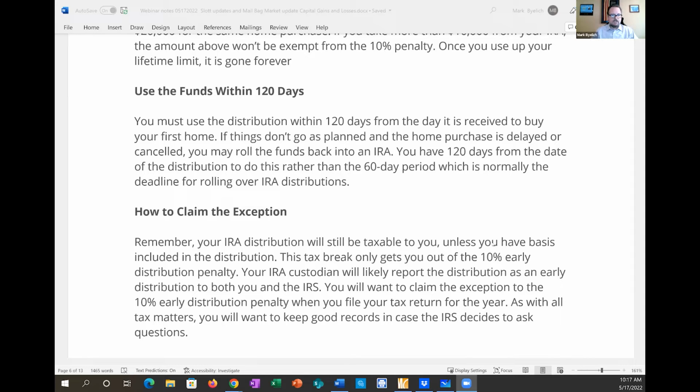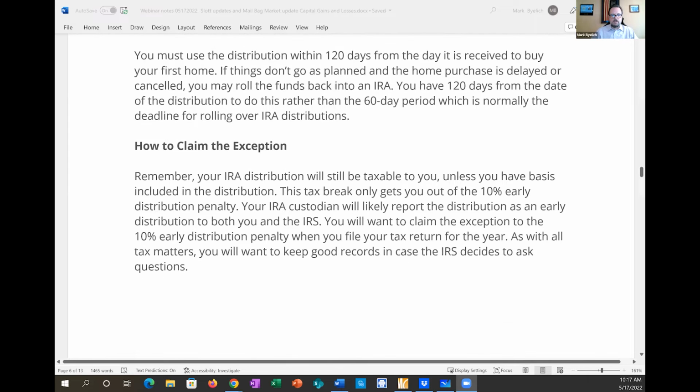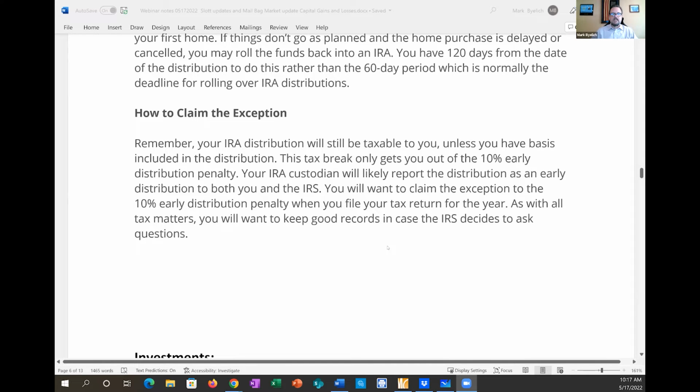How to claim the exception. Remember, your IRA distribution will still be taxable to you unless you have basis included in the distribution. The tax break only gets you out of the 10% early distribution penalty. As I said, your IRA custodian will likely report the distribution as an early distribution to both you and the IRS. You will want to claim the exception to the 10% early distribution penalty when you file your tax return for the year.